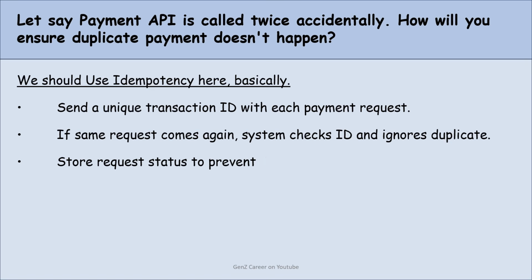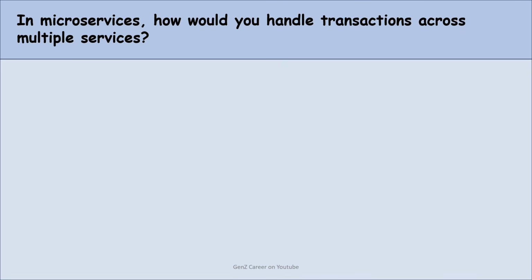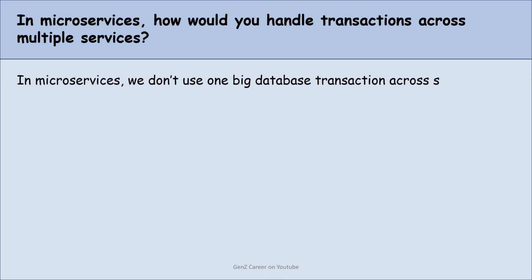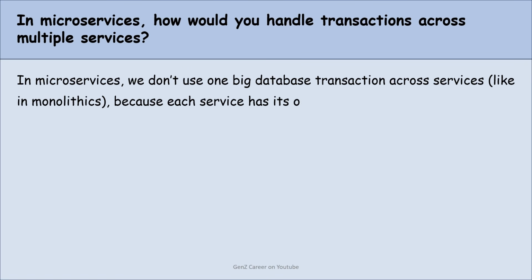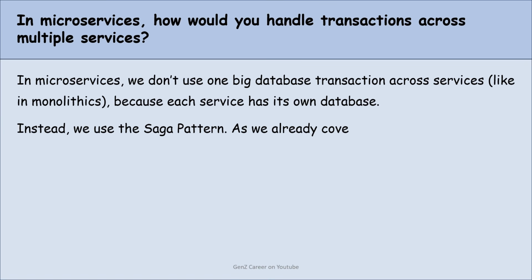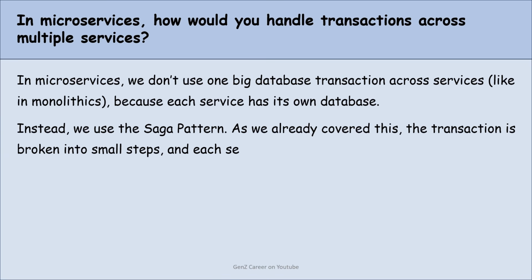Okay. Next question is, guys, in microservices, how would you handle transactions across multiple services? In microservices we don't use one database transaction across services like in monoliths, because each service has its own database. Instead we use the saga pattern. As we already covered in the earlier question, the transaction is broken into small steps and each service completes its part. If all steps succeed, the transaction is complete.